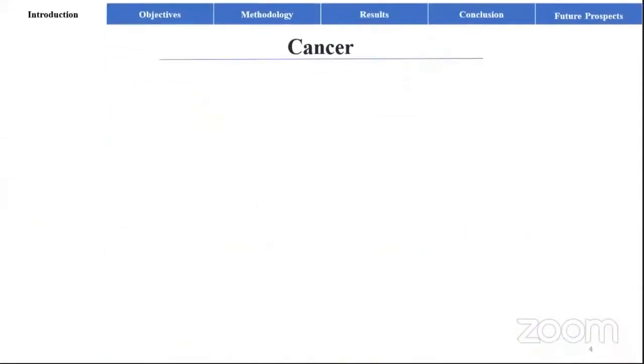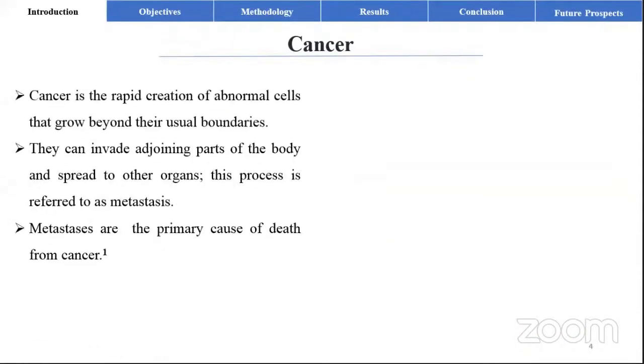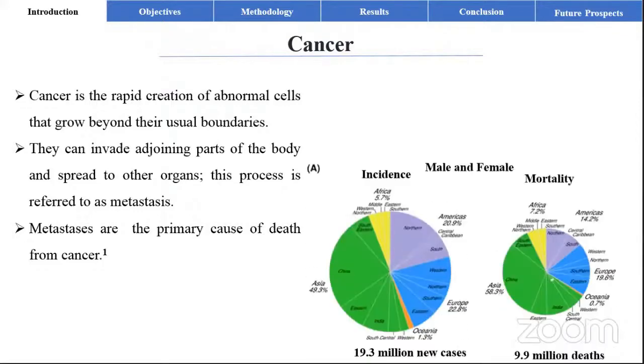Starting with the introduction, as you all know, cancer is the rapid creation of abnormal cells that grow beyond their usual boundaries, and they can invade adjoining parts of the body and spread to other organs. This process is known as metastasis, and metastases are the primary cause of death from cancer.